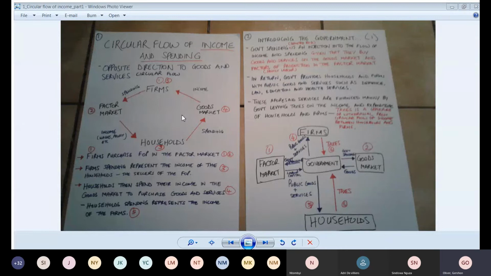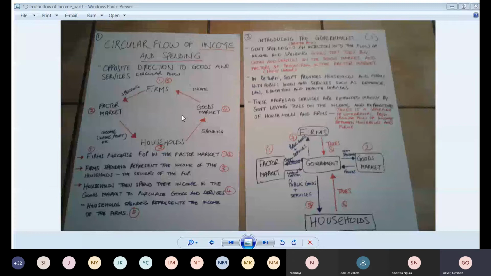Right? These services that I just spoke about now are financed mainly by government levying taxes on the income and expenditure of households and firms. That is why taxes are a leakage or a withdrawal. Leakage or withdrawal are synonyms. They mean exactly the same thing. Whenever you see a leakage or withdrawal, it's the same thing, from the circular flow of income and spending between households and firms.